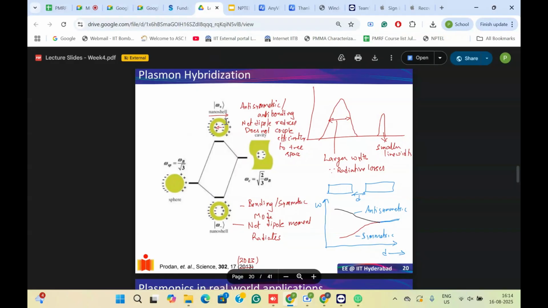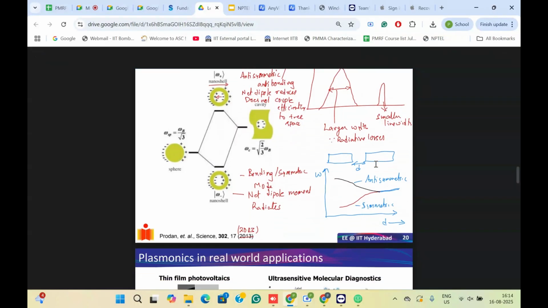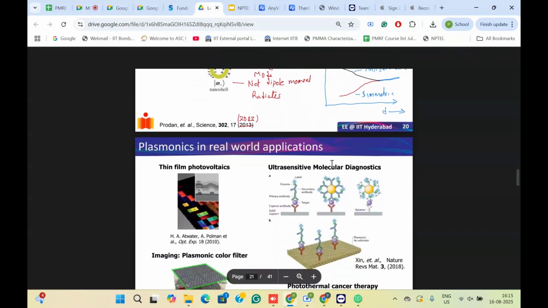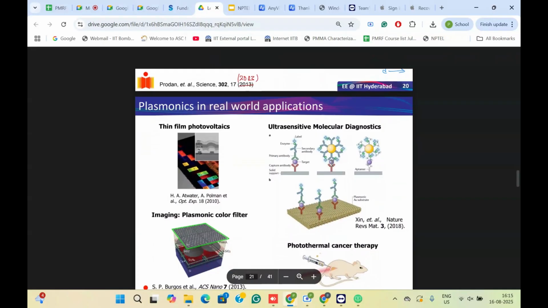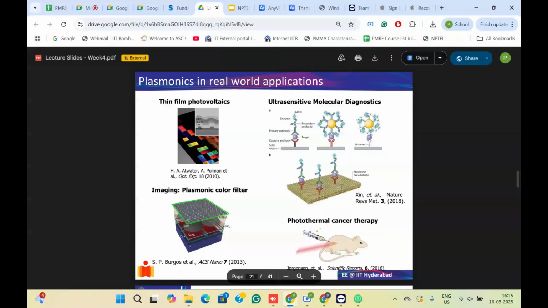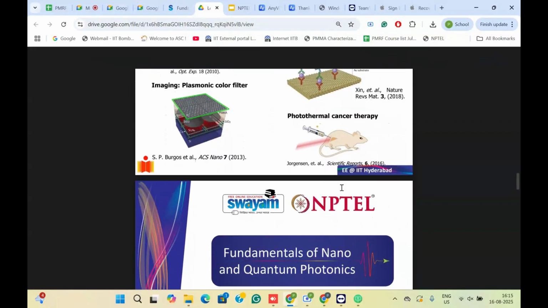And in the anti-bonding case, we can see that it is positive, negative, and negative, positive. So these will not couple efficiently to free space, and that dipole will get reduced, so that we will get low losses. So we will get a smaller width. If we plot omega versus t, symmetric will have lower frequency and anti-symmetric will have higher frequency. So in real world applications, we are using different photovoltaics, ultra-sensitive diagnostics. So we are functionalizing with some sensitive material which we want to detect. Similarly, plasmonic color filters.